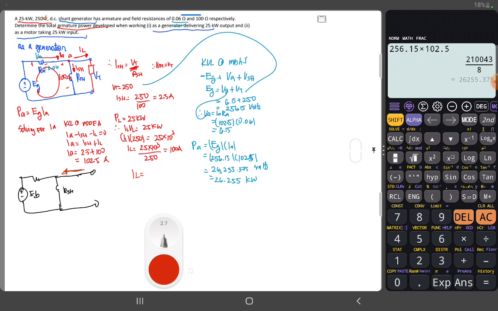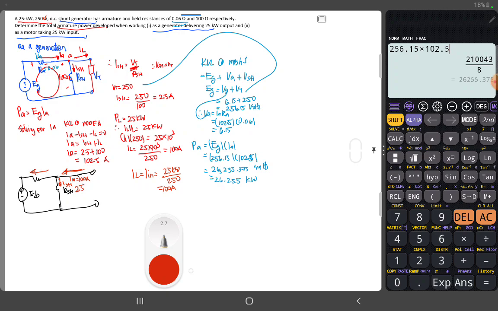In that case your IL will be equal to your IN, which is equal to 25 kilowatts divided by 250, which is equal to 100 ampere. So IN will be equal to 100 ampere. Then of course we have our ISH, since all the values in your field circuit are equal, so this is still equal to 2.5 ampere.